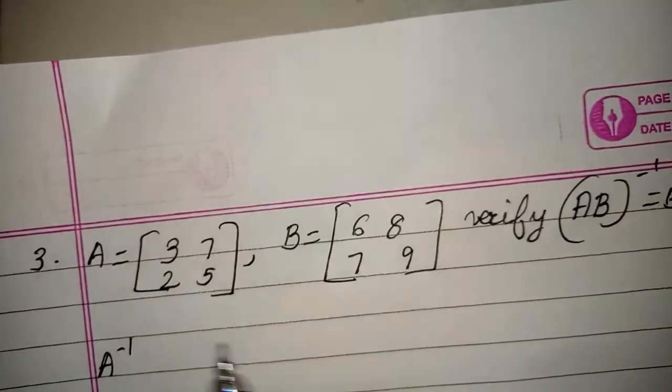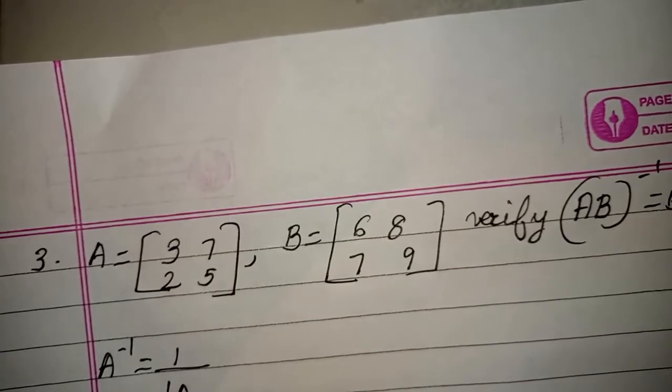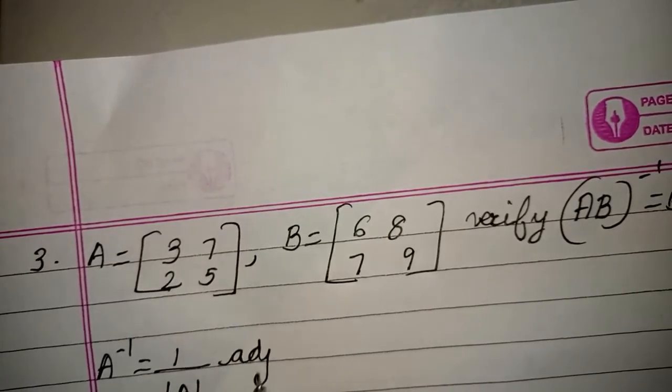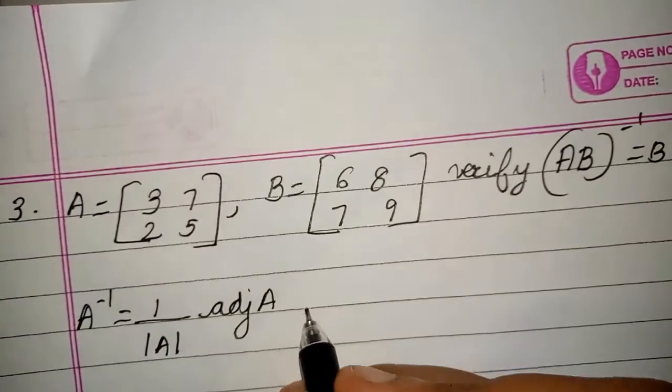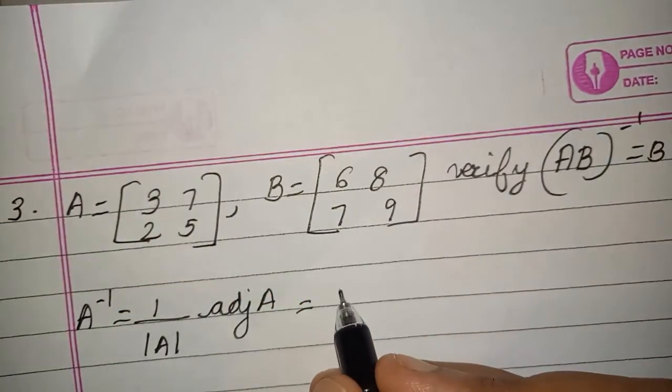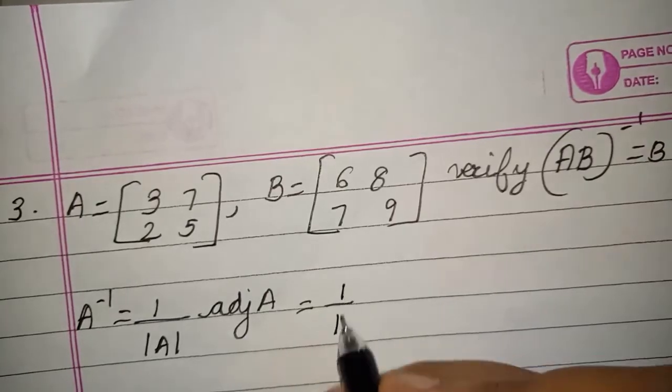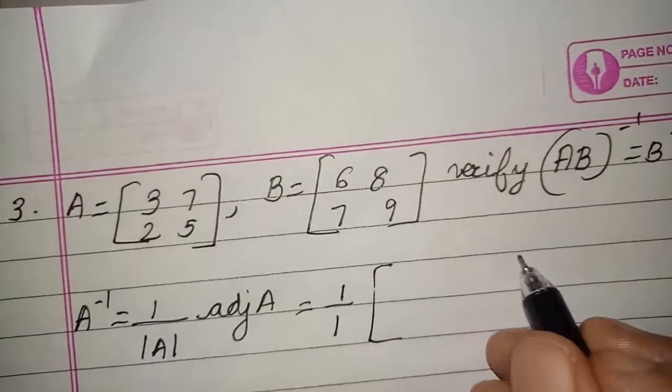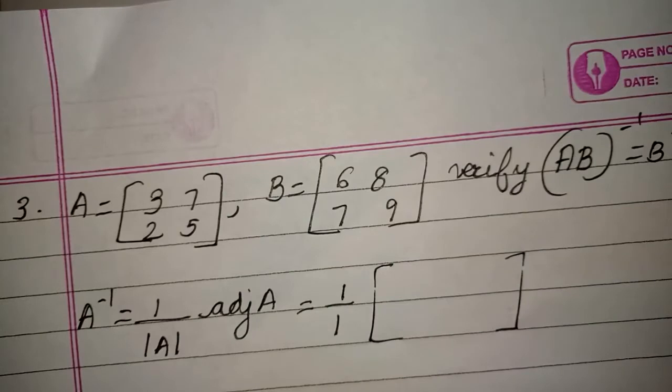Let me find A inverse. So A inverse is 1 upon determinant of A into adjoint of A. So determinant of A means 15 minus 14, which is 1. So it is 1 upon determinant of A. Now adjoint of A, children, let us do it orally because we have done so many problems. The only thing is we have to remember the position.